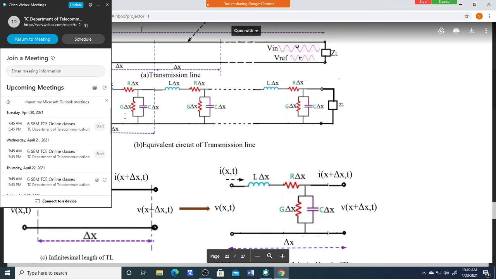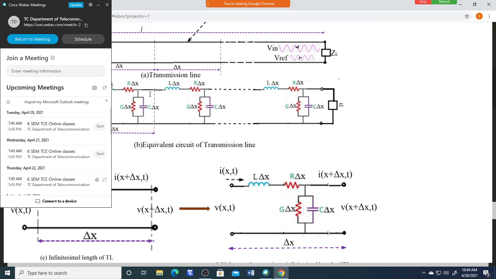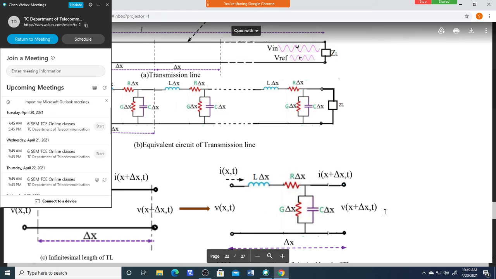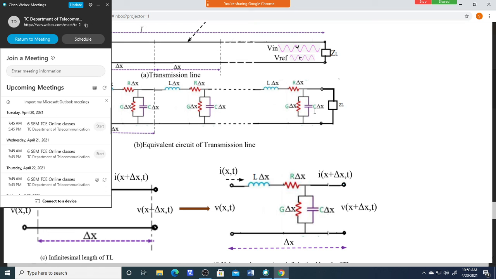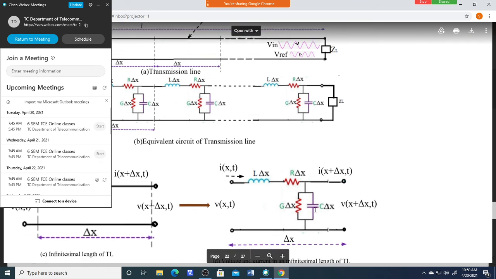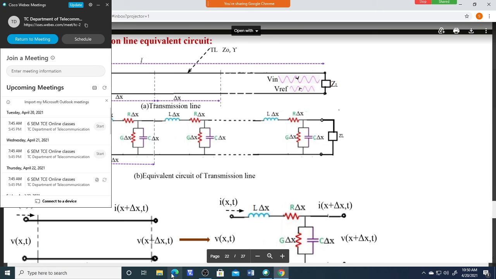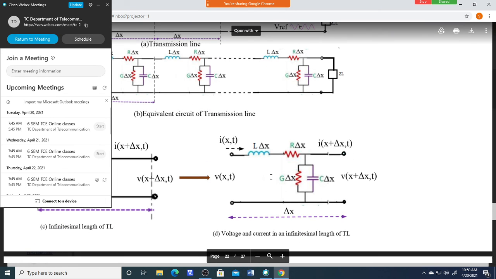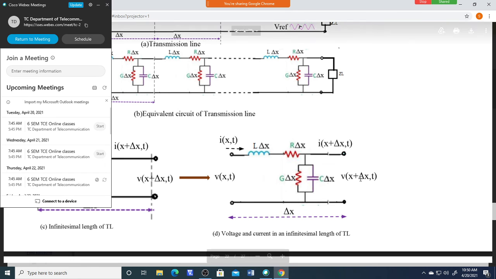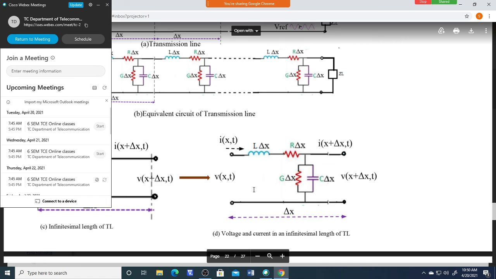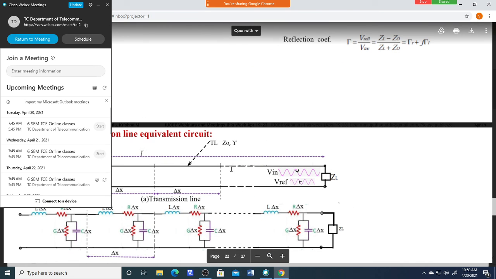Once we know it, because it is a cascade connection of such sections, assume we will be getting this value. If you have an expression for this, you can repeatedly apply it over the line. So using this small elemental length, we will find voltage expressions, and that we can apply for the overall transmission line.